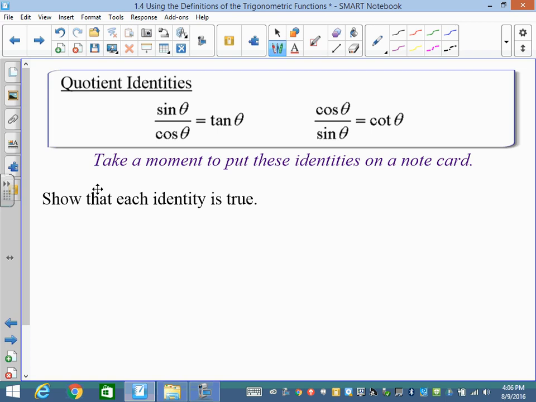Your quotient identities, again, put these on your note card. The quotient identity, sine of theta over cosine of theta equals tangent of theta. Cosine of theta over sine of theta equals cotangent of theta. Show that each identity is true. We're not going to play with those. Even in class, we're not going to play with those. The other ones are a little bit easier, and besides, if you forget that identity, it's easy to use the Pythagorean to get to it. But this one, you know it or you don't.